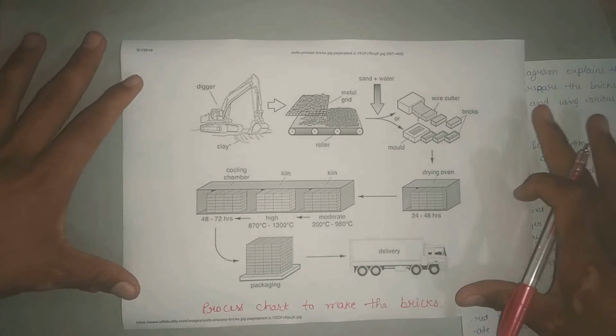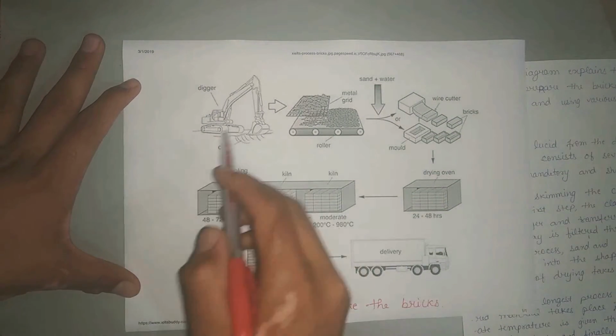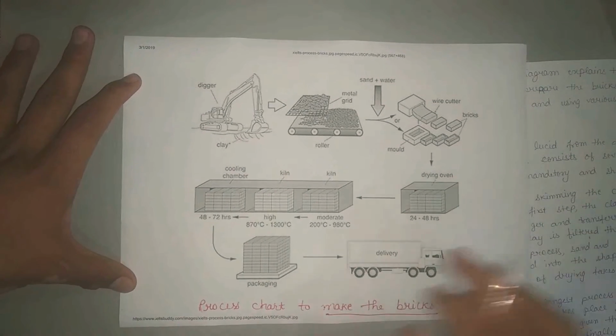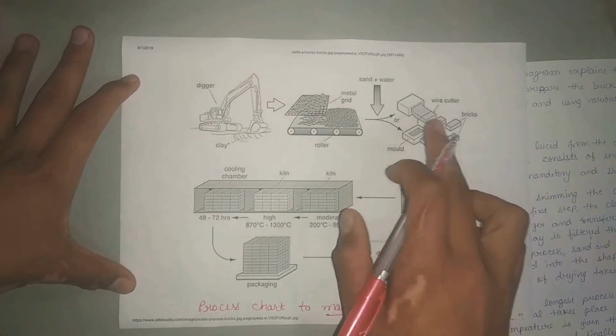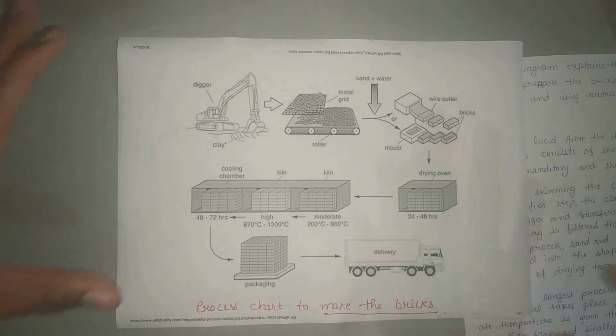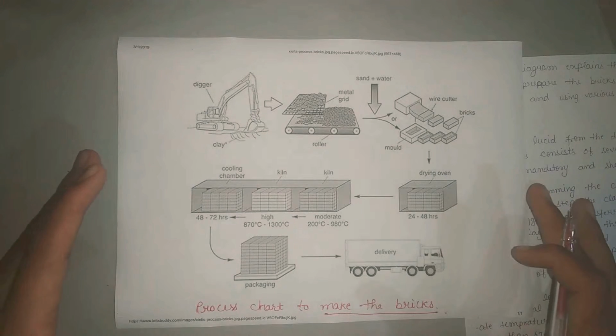First of all, focus on the question. This process is to make the bricks. 1, 2, 3, 4, 5, 6, 7. There are 7 steps in this process. We have to think about the process completely.